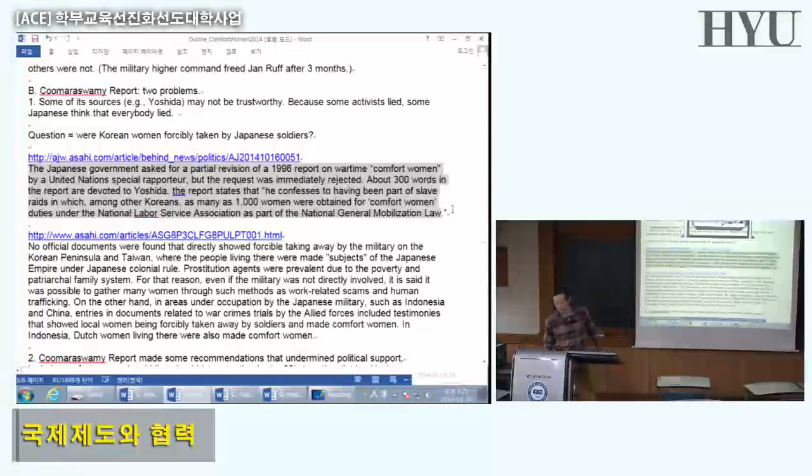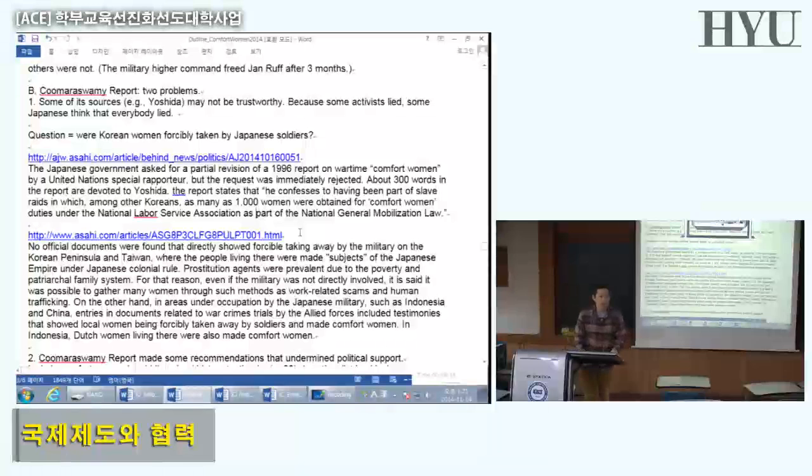The Japanese government asked for a partial revision of a 1996 report on wartime comfort women by a United Nations Special Rapporteur, but the request was immediately rejected. About 300 words in the report are devoted to Yoshida. The report states that he confesses to having been part of slave raids in which, among other Koreans, as many as 1,000 women were obtained for comfort women duties under the National Labor Service Association.